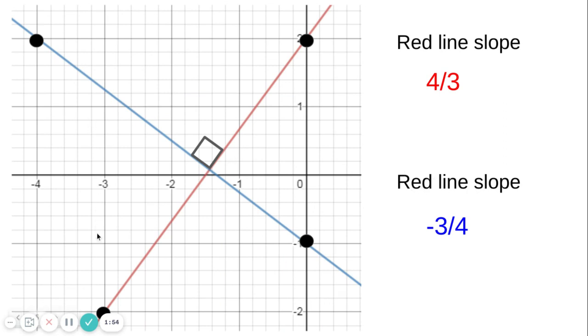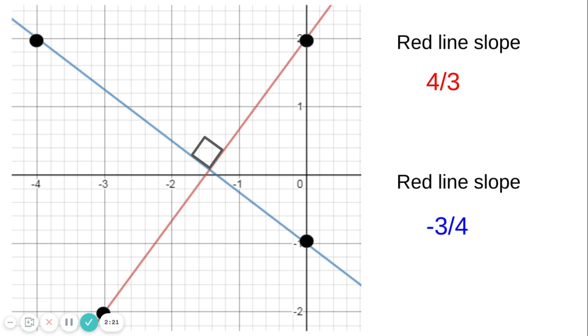Anyway, if you look at the slope of the red line, let's count this up. It goes 1, 2, 3, 4, and then over 3. So the slope of the red one is 4 over 3. And the slope of the blue one is negative 3/4. It says down here already. It's down 3 and over 4 from point to point there.